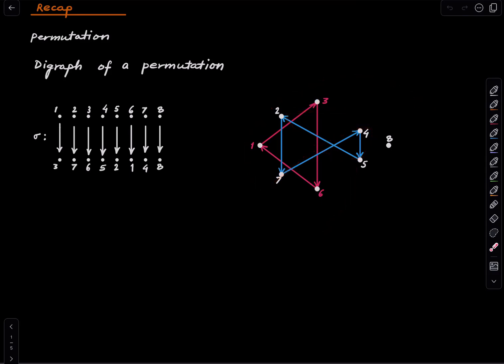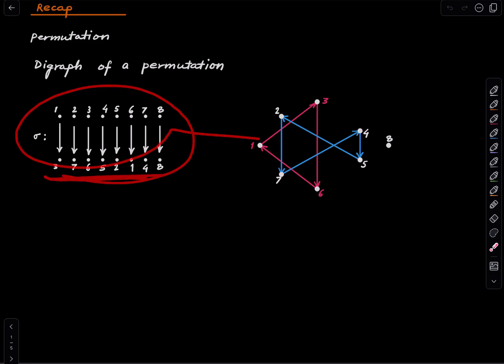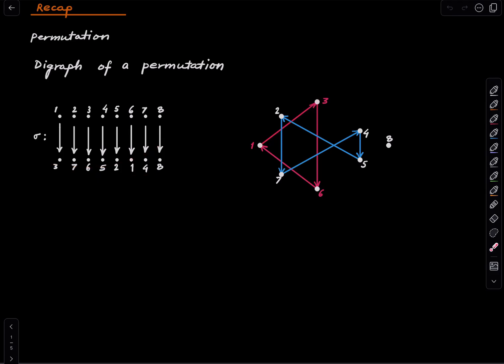So the permutation digraph is a very useful gadget, and it has a simple definition, so let me not recall it. It should be evident what the definition is. You just use the data and put arrows accordingly. Alright, so let's move on.